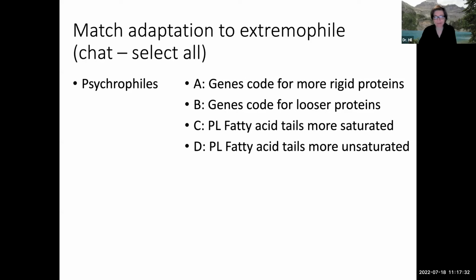The problem with those cold temperatures is that the proteins are now naturally more rigid. So we've got to compensate for that by having genes that code for looser proteins. And the membranes tended to be rigid. So we are compensating for that by biochemically introducing space between the phospholipids by bending those fatty acid tails, making them unsaturated.